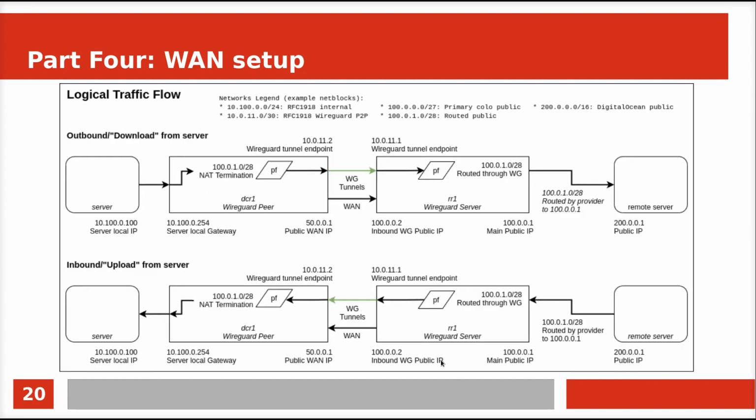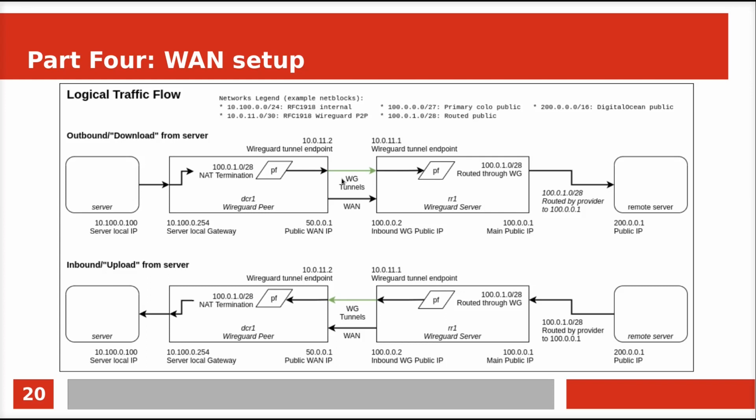This next diagram shows how the traffic actually flows across this, and it's complicated. So I have a legend of the net blocks I'm showing in this example. They're all just examples, they're not my real net blocks. I have an RFC1918 internal, I have the RFC1918 WireGuard point-to-point connection, then I have my primary colocation public address that the actual servers in the colocation sit on. Then I have my routed /28 public network, and then finally I just use this random example subnet for the DigitalOcean side of the remote VM.